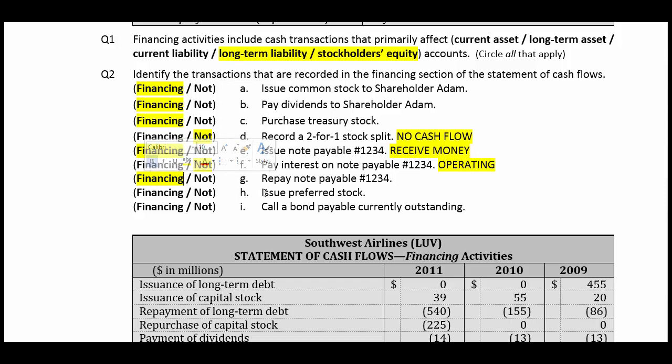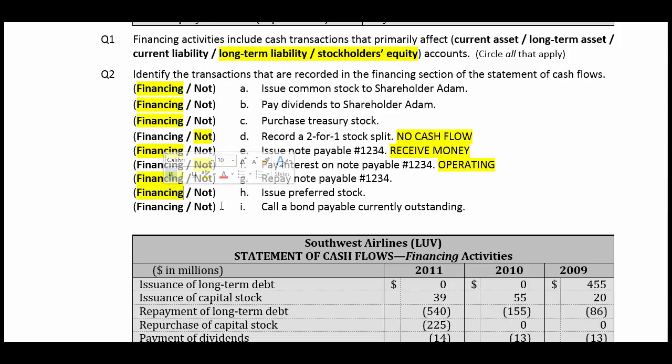Issue preferred stock. Don't get tricked by the word issue. If I give you preferred stock, what do you give me in return? Cash. This is an investment. You issue preferred stock in exchange for an investment. So therefore, it's going to be financing.